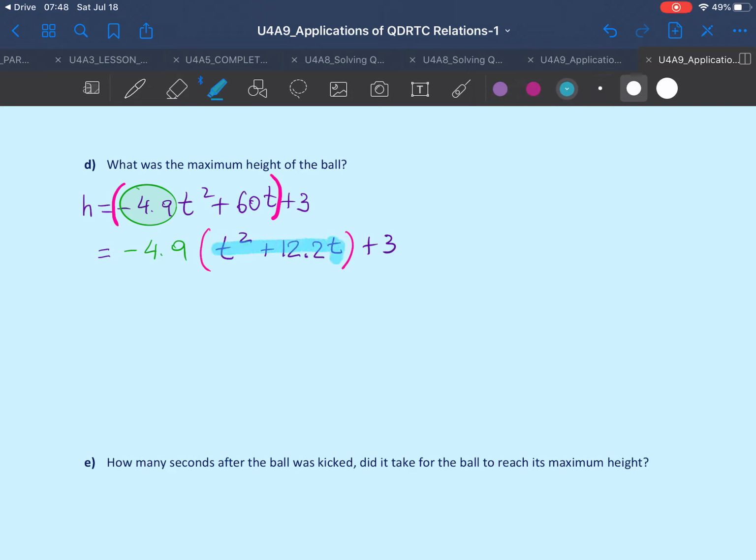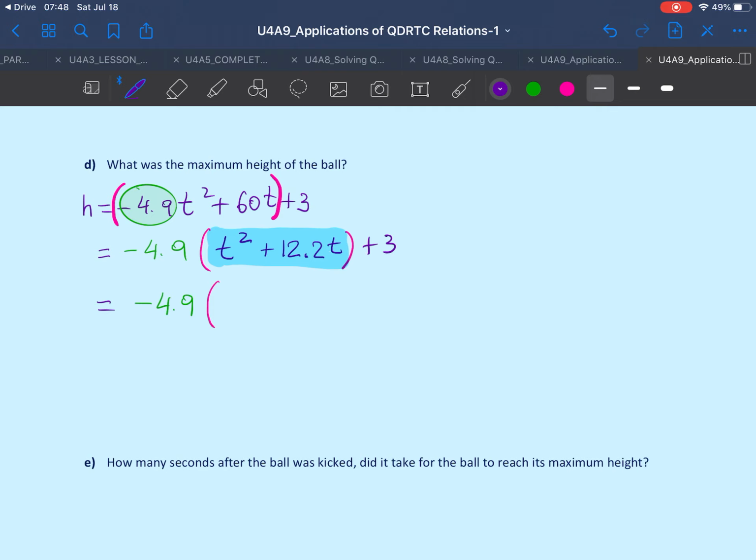So we need to complete this expression. We'll pretend this is part of the perfect square. Well, it will become a perfect square very soon. And then we have the negative 4.9 still sitting there. And then in brackets, we need to add a term that will make this a perfect square.